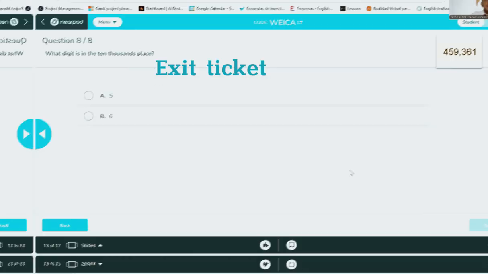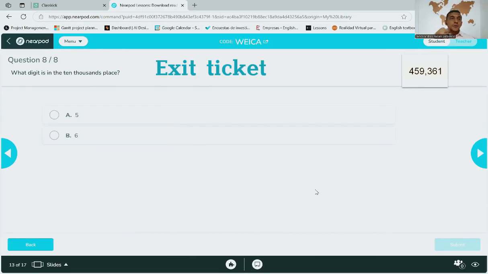Okay, guys, nice. For today's class, we studied place values up to thousands. We worked with units, tens, hundreds, thousands, 10,000s, and 100,000s. Next class, we're going to continue until millions. We're going to learn more numbers until millions.